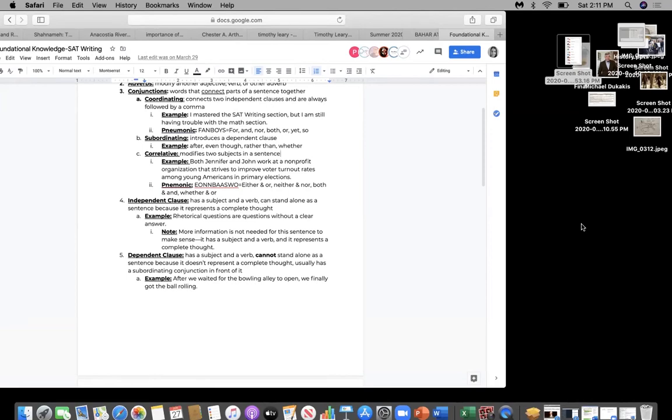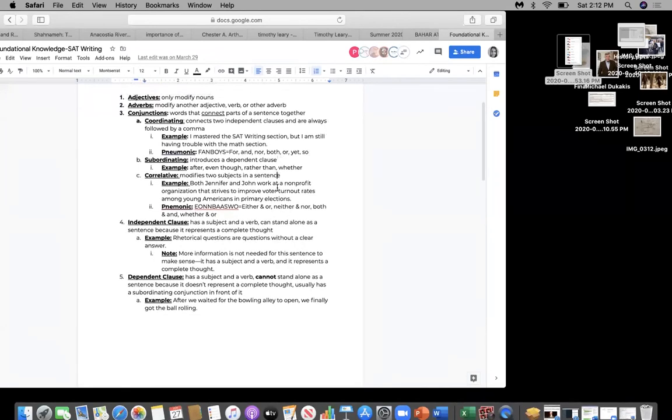So this has two independent clauses connected by a coordinating conjunction. The coordinating conjunction here you see is but. But I am still having trouble with the math section. I think that's the correct one.